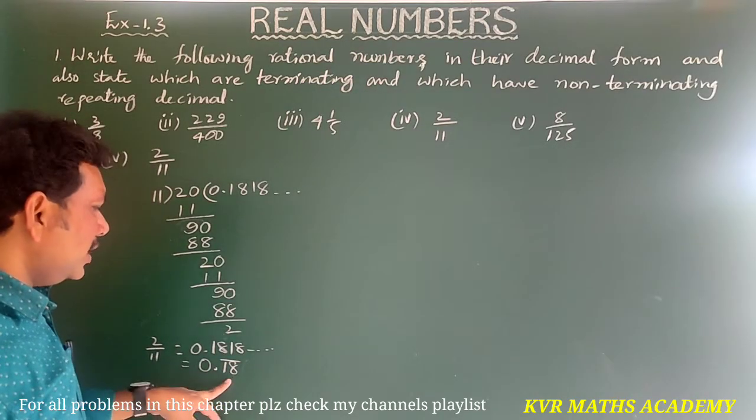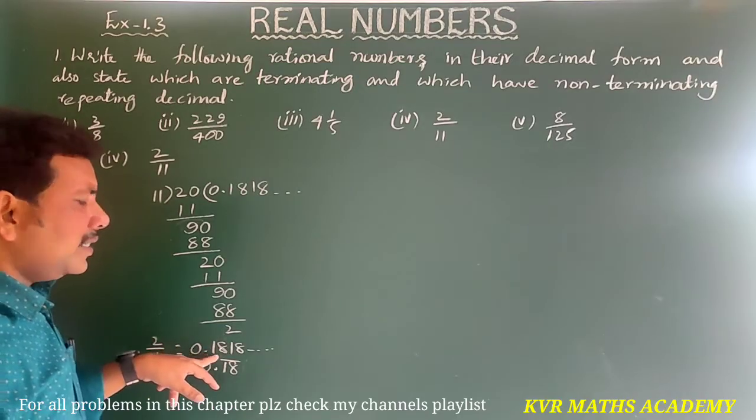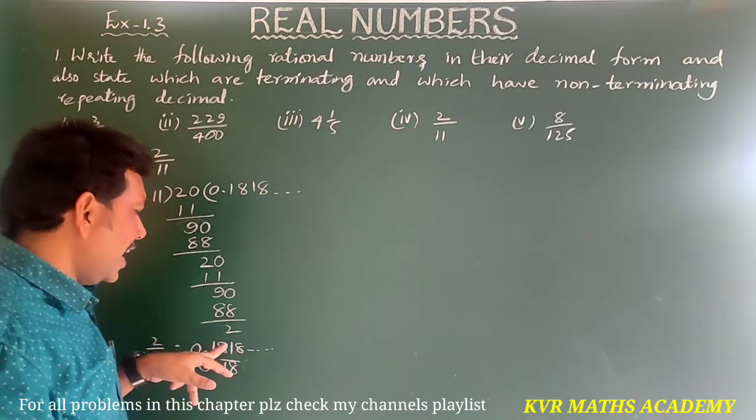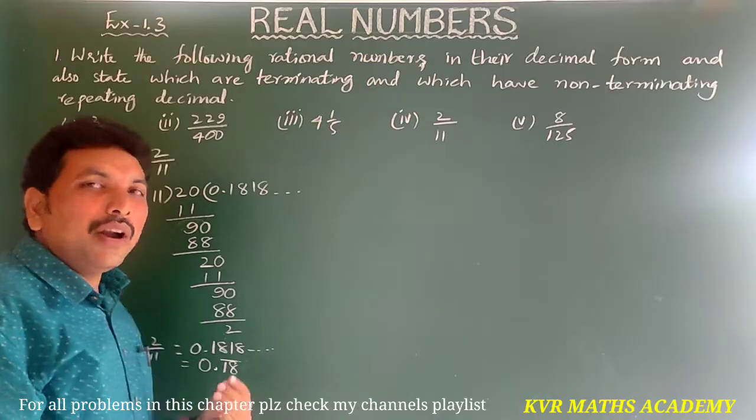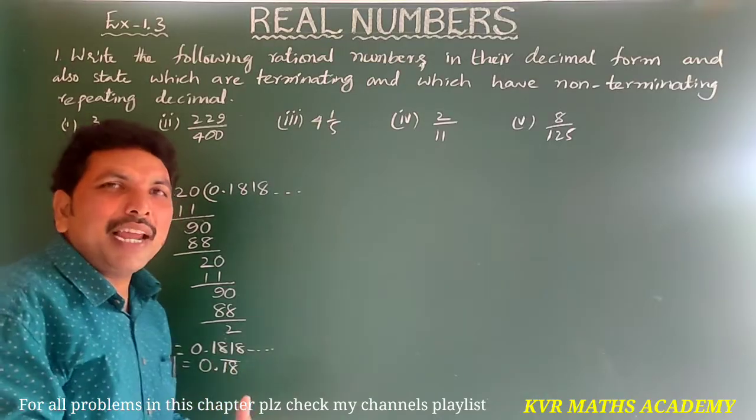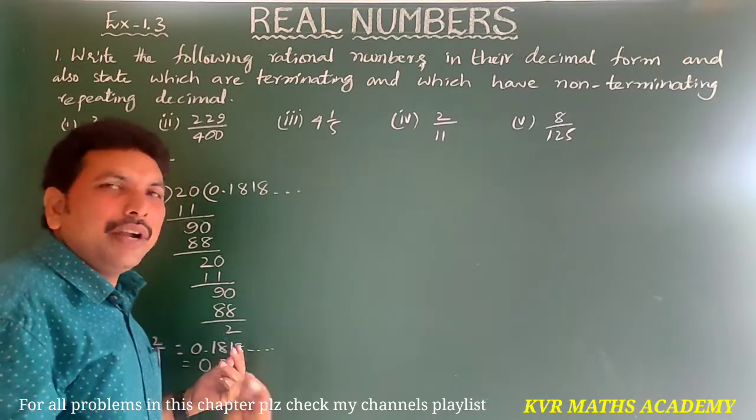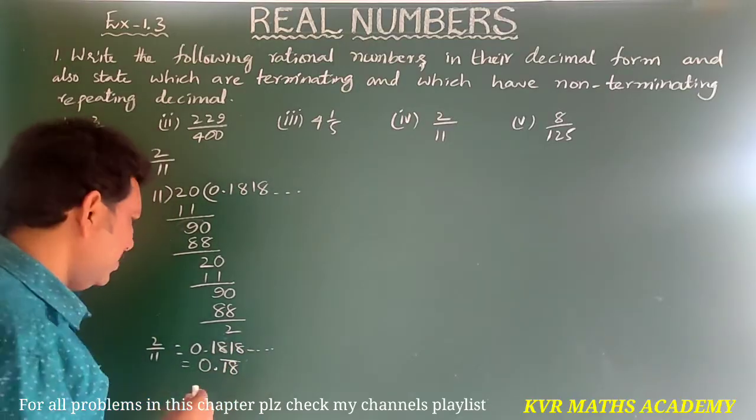0.18 bar. So is this terminating or non-terminating? 1818 and so on keeps coming, no. So it is non-terminating and repeating. 18 is repeating, no. So it is a non-terminating and repeating decimal.